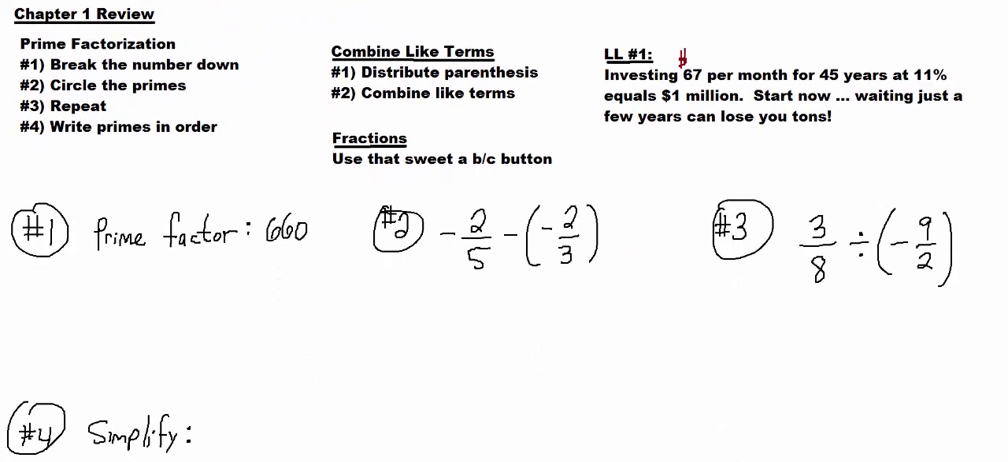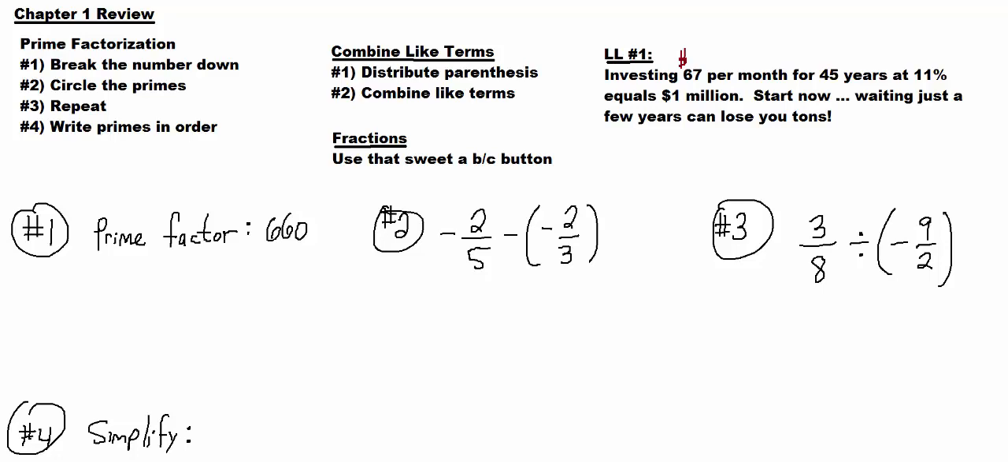The Chapter 1 review. There's only 4 questions that come from Chapter 1. Let's take a look at what they are. The first thing that you got to remember is how to do prime factorization. That's when you break down the number, circle the primes, keep doing that until you got every number circled, and then write the primes in order. We also learned how to combine like terms.